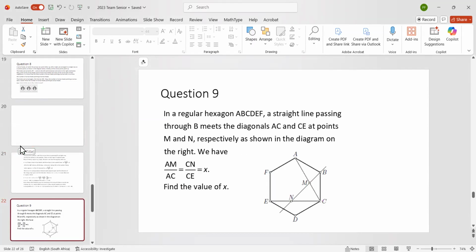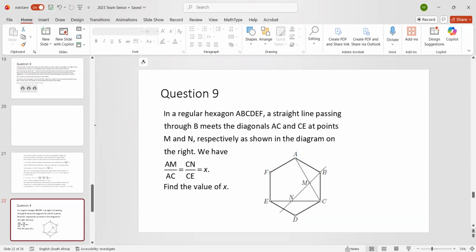Question 9. It says in a regular hexagon, A, B, C, D, E, F, all the sides are equal, all the angles are equal. It's a very popular figure, a regular hexagon, just like the square. The square is a regular quadrilateral. All the sides and all the angles are equal. And it's got a lot of applications. And even this to the regular hexagon. I think beehives and all that are made of regular hexagons.